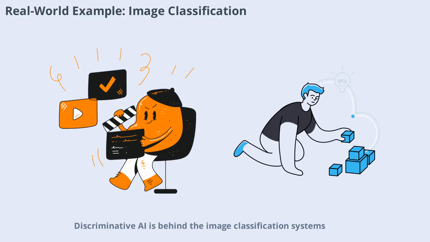Discriminative AI is behind the image classification systems used in everything from social media to medical imaging. These models can quickly and accurately identify objects, people, or even diseases in images. Their ability to process large volumes of data with high accuracy makes them invaluable in many fields.